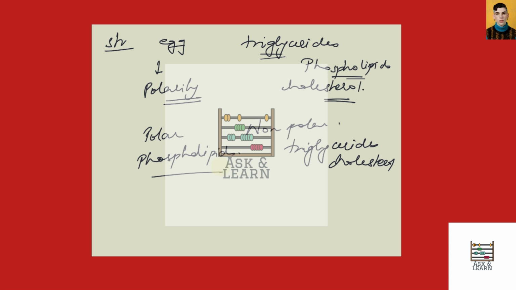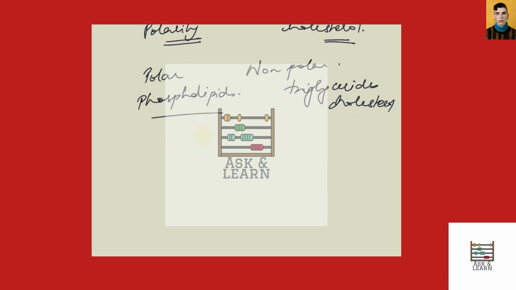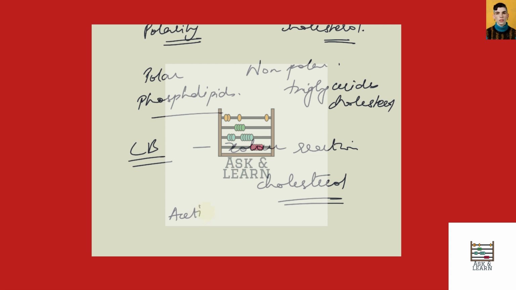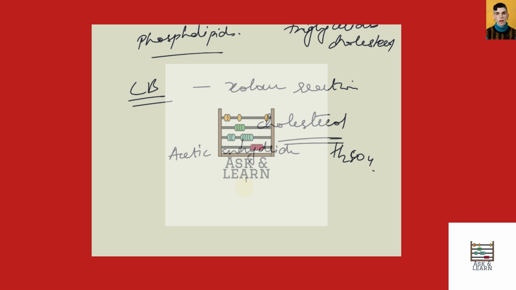Next, we are talking about Lieberman-Burchard test principle. The test is a color reaction test that is used to detect the presence of cholesterol and other sterols. The test involves treating the lipid sample with acetic anhydride and concentrated sulfuric acid. The reaction produces a color change, typically from blue to green, indicating the presence of sterol.